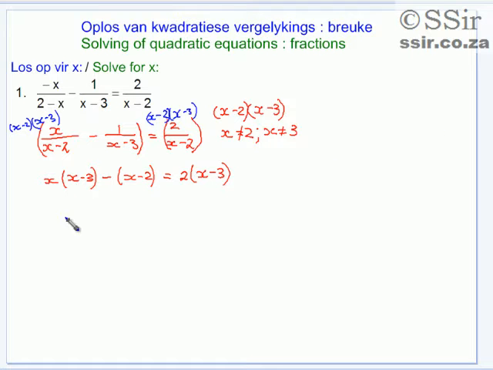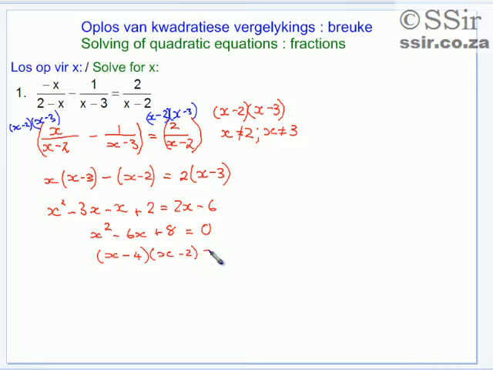Now we must simplify. This gives us x squared minus 3x minus x plus 2 equal to 2x minus 6. This is a quadratic equation, so let's make it equal to 0. And simplifying, this gives us x squared minus 6x plus 8 equals 0. Fortunately, we can factorize this and get x minus 4 times x minus 2 equal to 0. So x will be 4 or x will be plus 2.